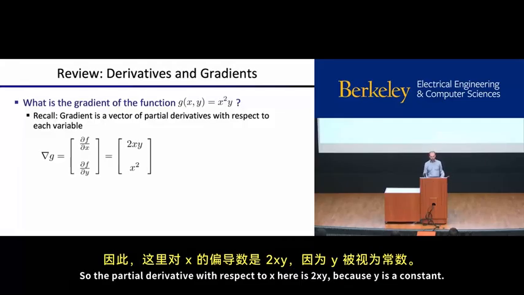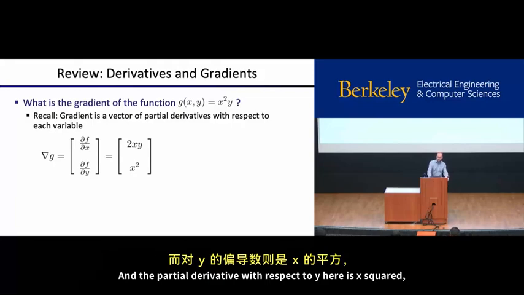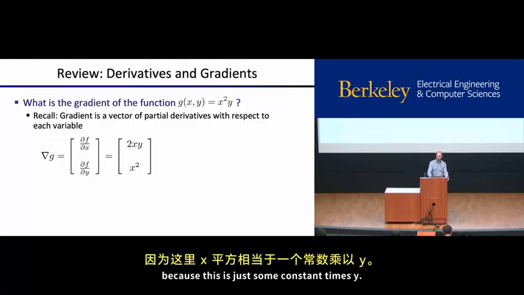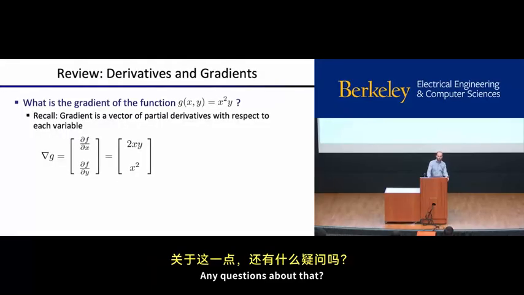So the partial derivative with respect to x here is 2xy, because y is like a constant. And the partial derivative with respect to y here is x squared, because this is just like some constant times y. Any questions about that?